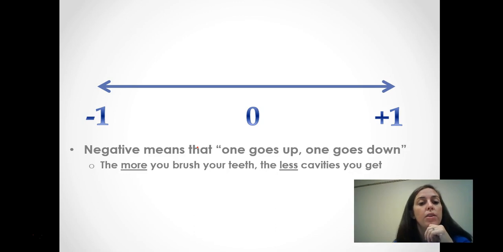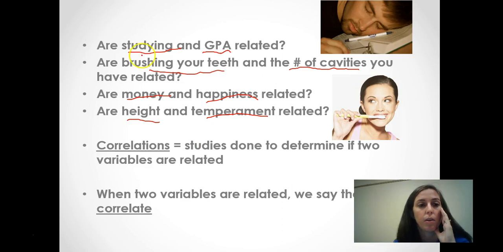The more you brush your teeth, the fewer cavities you get. Okay, so I'm going to go back to this slide really quick. My bad pen. So brush your teeth. The more, I'm going to draw an arrow, the more you brush your teeth, what happens to the number of cavities? It goes down. That's called a negative relationship. One goes up and one goes down. If you want to write that over there on the right, one goes up, one goes down.